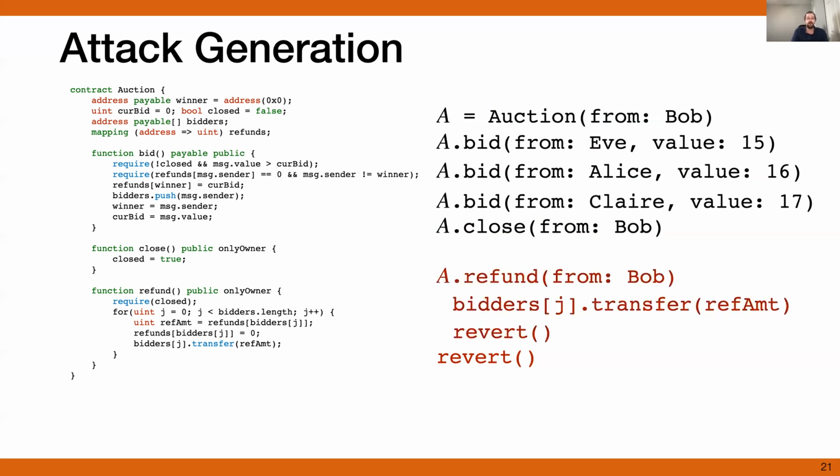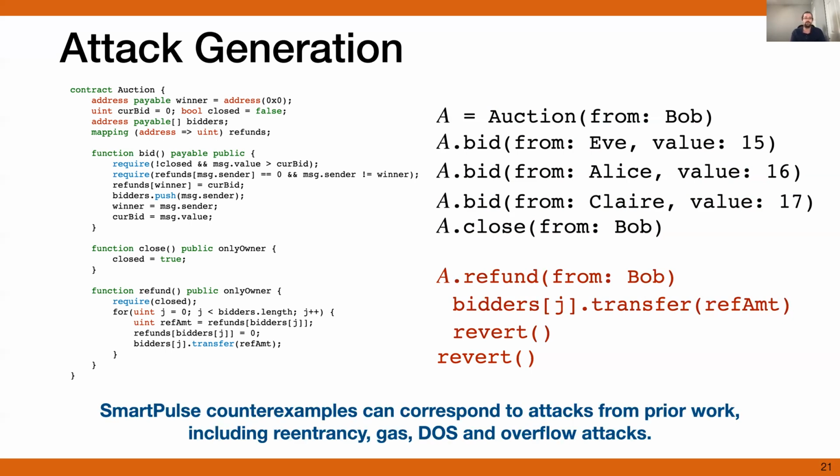And if we try executing that entire sequence again, because Eve is always going to revert, that entire transaction will revert no matter how many times it's called. So we found an infinite counterexample. SmartPulse counterexamples can correspond to attacks from prior work, and we were able to get SmartPulse to generate attacks corresponding to reentrancy, gas, denial of service, and overflow attacks.